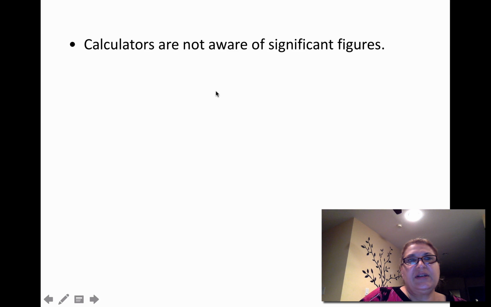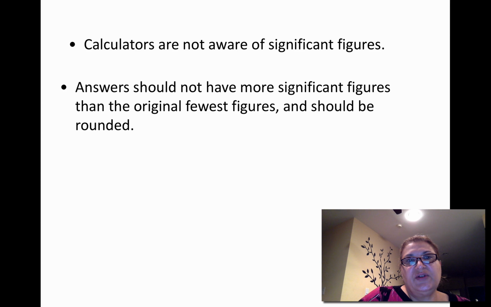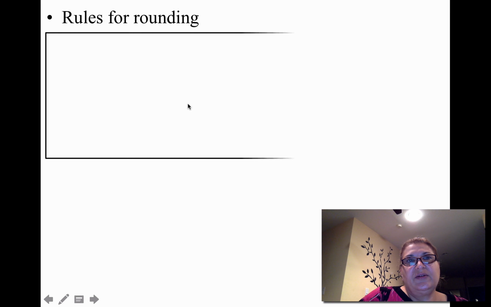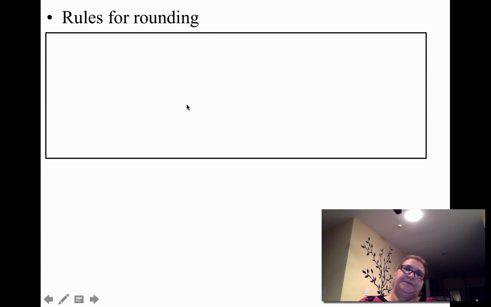Now when you use calculators, they don't figure out the significant figures for you. So you have to figure out the number of significant figures to round off to the fewest significant figures. So rules for rounding off.